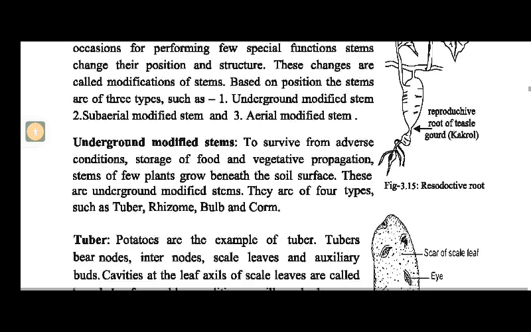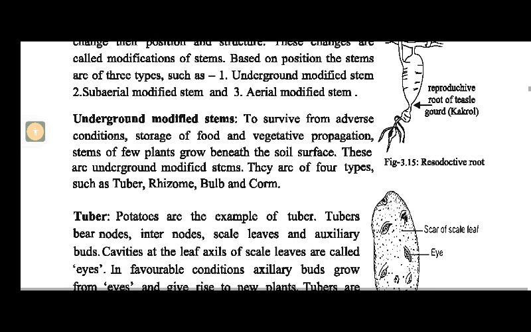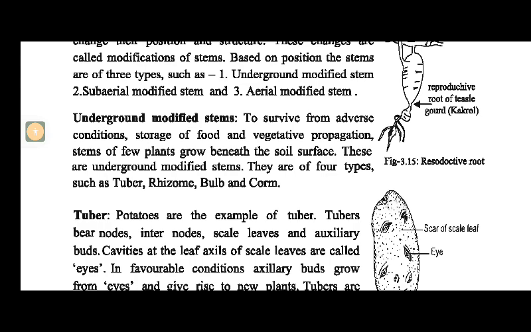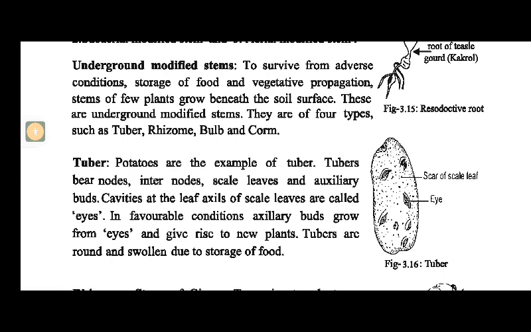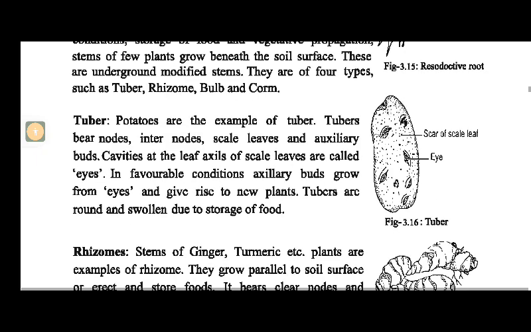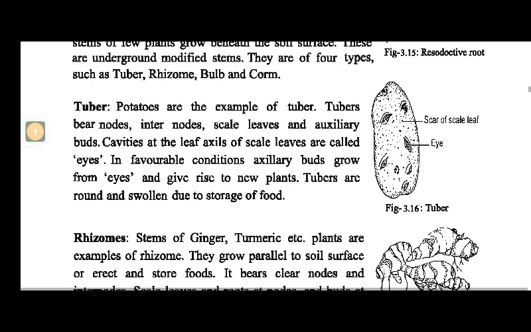Based on the position of the stem, there are three types: underground modified stem, subaerial modified stem and aerial modified stem. Underground modified stem. To survive adverse conditions, for storage of food and for vegetative propagation, the stems of a few plants grow beneath the soil surface. These are underground modified stems.